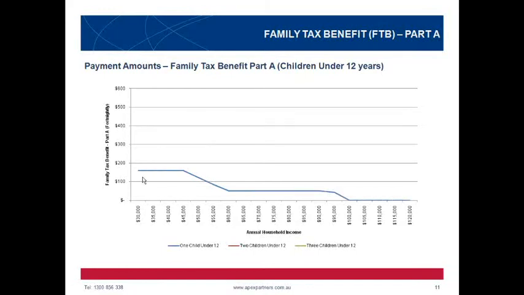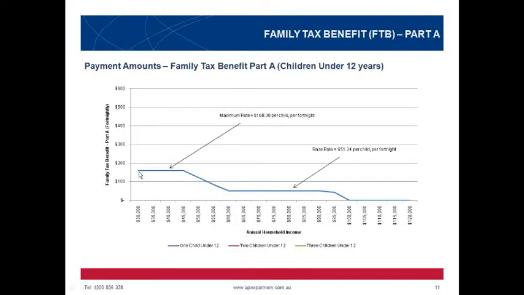The first line I put on there, the blue line, refers to one child under the age of 12. You can see it's an unusual curve. We've got a flat level, then it drops, a flat level, and then it drops away down to 0. What we've got here is a maximum rate, then what's called a base rate, and then it tapers off. The maximum rate of Family Tax Benefit Part A that you can receive is $160.30 per child per fortnight.